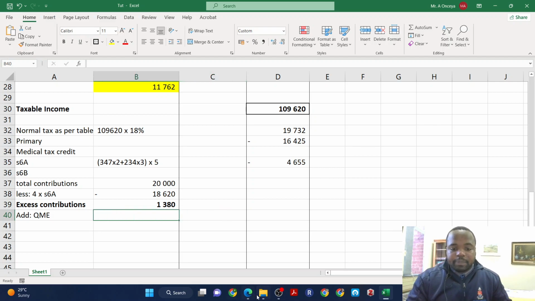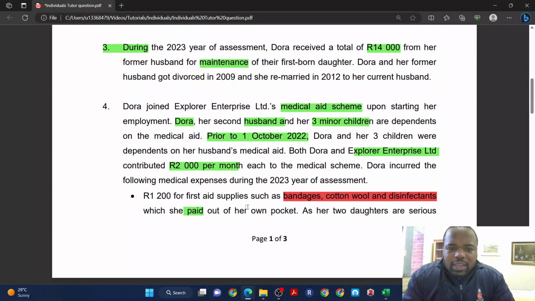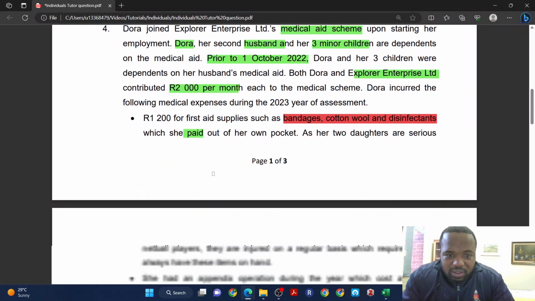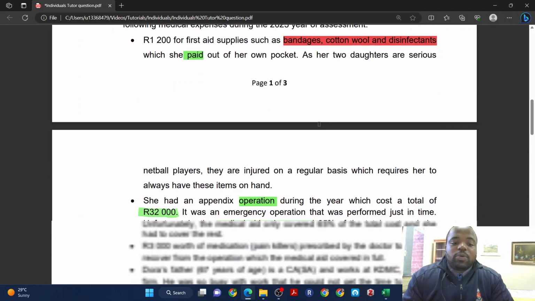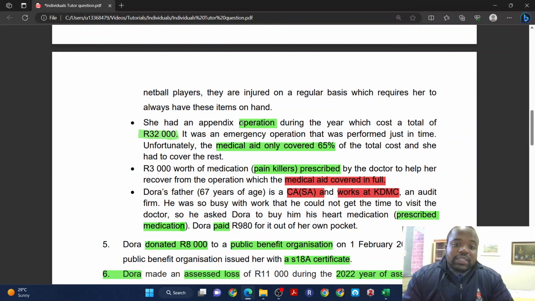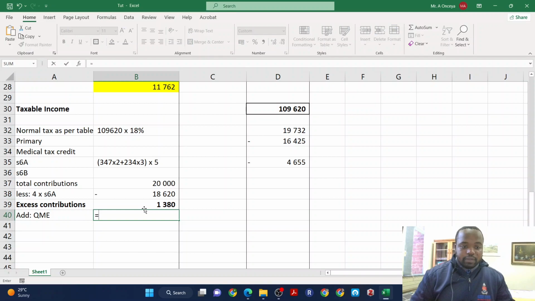When we come back here, we are told that she incurred the following medical expenses. The 1.2 for bandages is not prescribed medical supplies, so therefore it doesn't qualify. The 32,000 rands for the operation does qualify, but only 35% thereof, because the other 65% was covered by the medical aid. So come here, say the qualifying medical expenditure is equal to 32,000 multiplied by 35%, 65 less 100 gives you 35%.